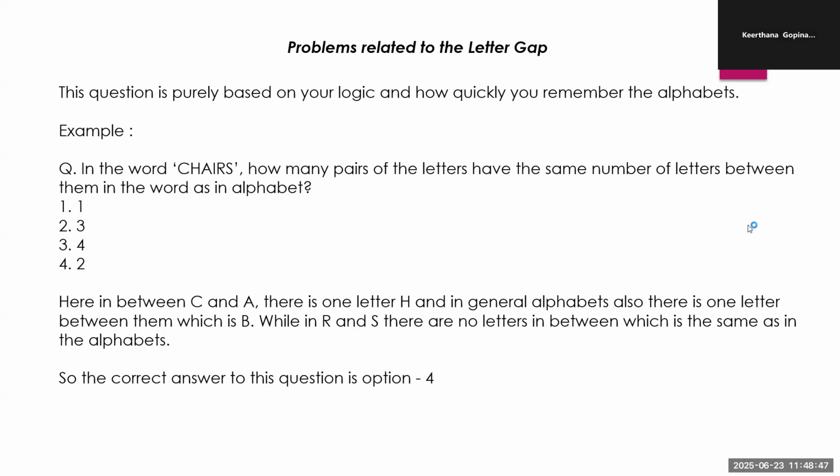So now look at this question. In the word chairs, how many pairs of letters have the same number of letters between them in the word as in the alphabet? So the alphabet series has certain letters between them, right?